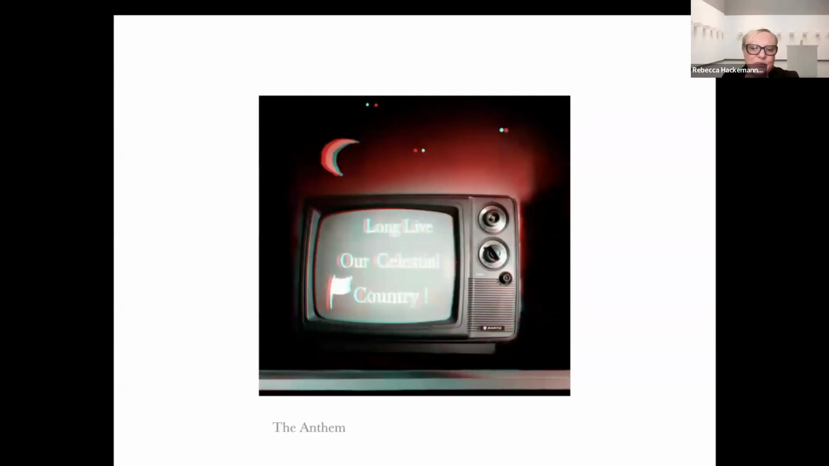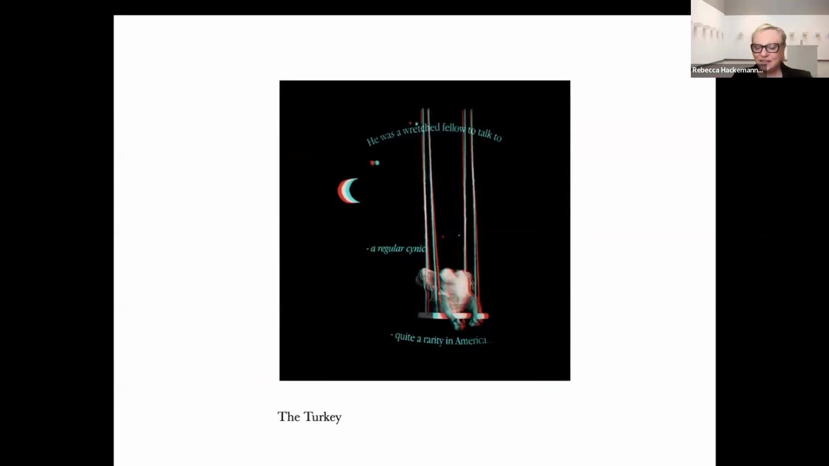This one was about the weird nationalistic imagery that was shown on television in America in between things. In between an advert and a TV program, you'd see this flag float through the screen. Never before had I seen this, and it was just so bizarre. It's a little bit about that, but it's also about nationalism and flags and things. This one is called The Turkey. It's more of a social image, the Thanksgiving turkey. He was a wretched fellow to talk to, a regular cynic, quite a rarity in America.